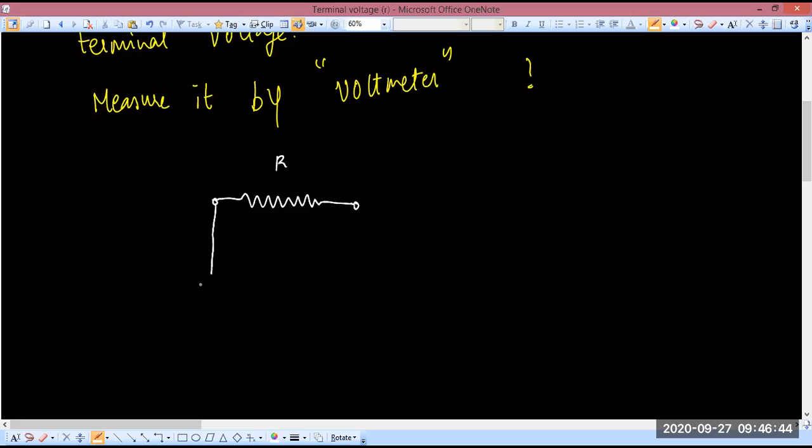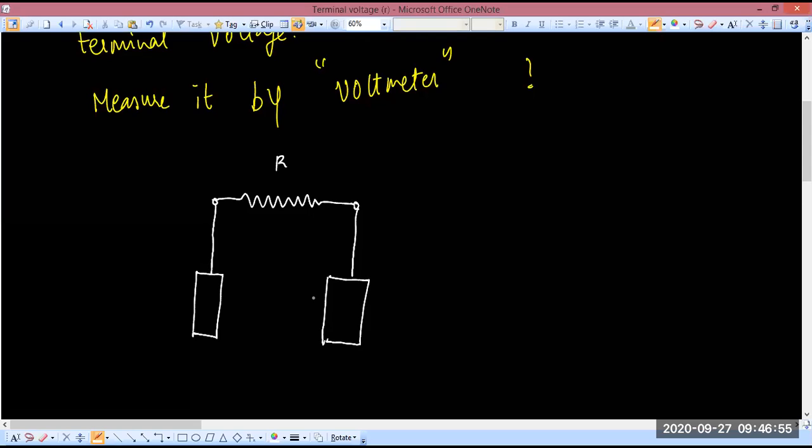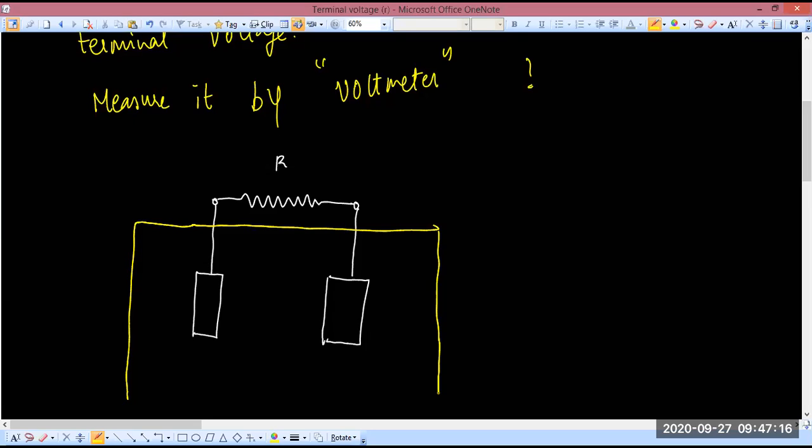And this end, let's say, is connected to the positive terminal, which is going to be an electrode. And this opposite end is connected with another electrode, the negative terminal. So these are the two terminals of the battery. This is the internal design of the battery, this is what we are trying to represent. So where's the battery? This whole thing is the battery.